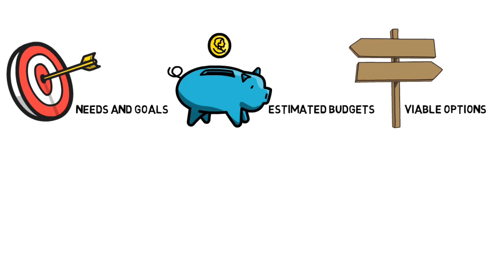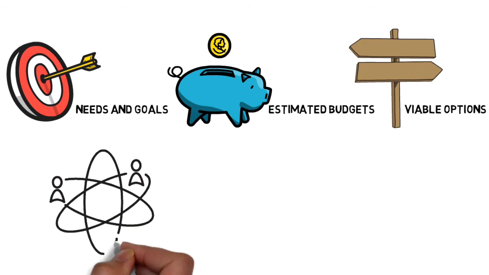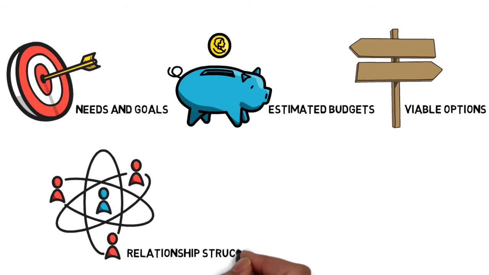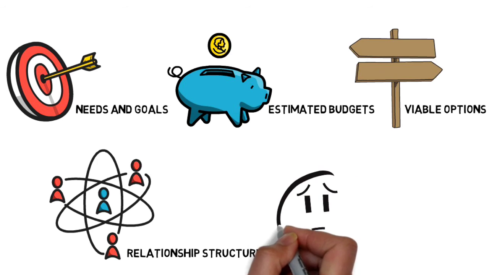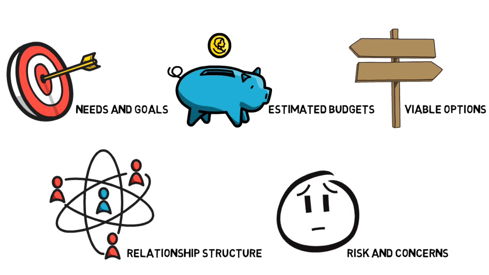The types of questions raised should be about their needs and goals, estimated budgets, what viable options they could be exploring, what their relationship structure in their organization is, and then the risks and concerns that they might have.